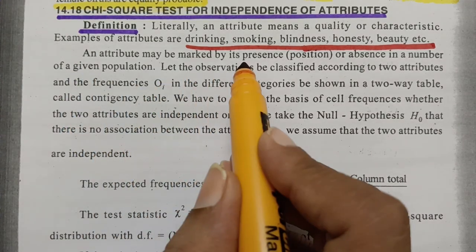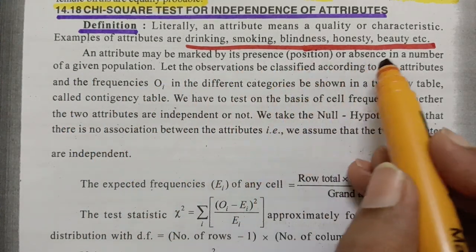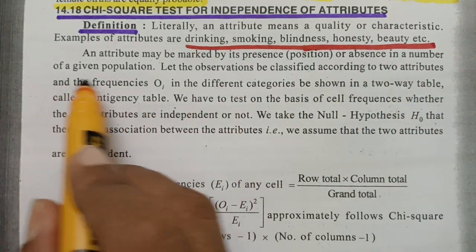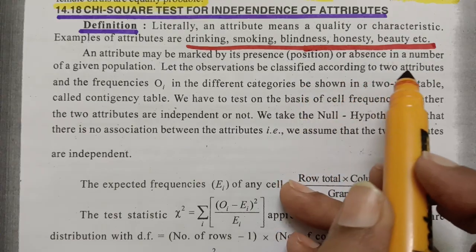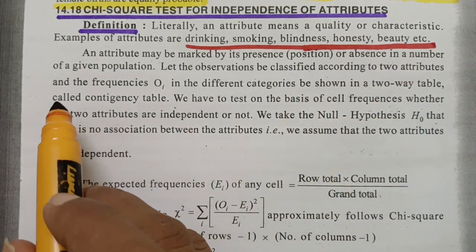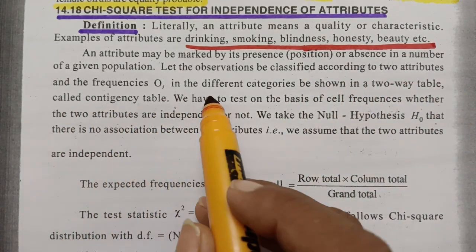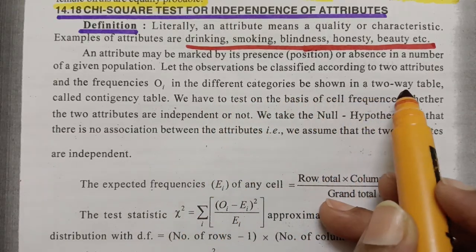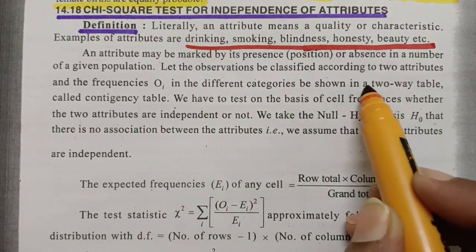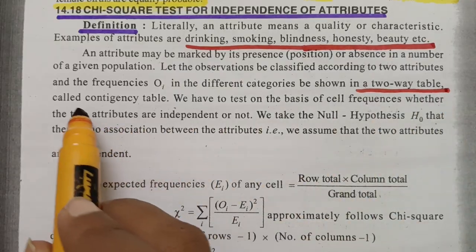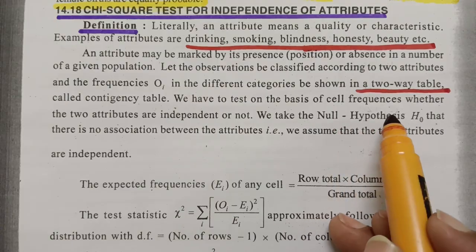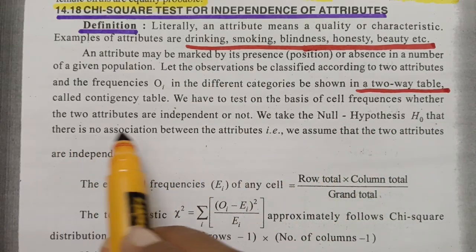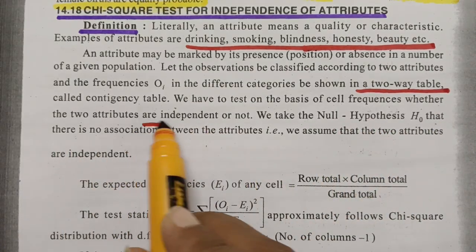An attribute may be marked by its presence or absence in a given population. Let the observations be classified according to two attributes, and the frequencies Oi in the different categories be shown in a two-way table, called a contingency table. We have to test, on the basis of cell frequencies, whether the two attributes are independent or not.